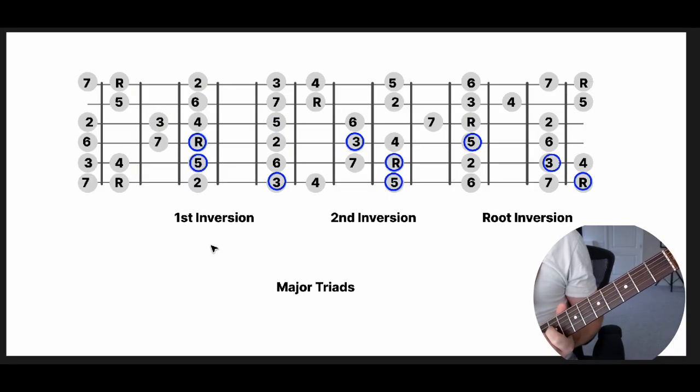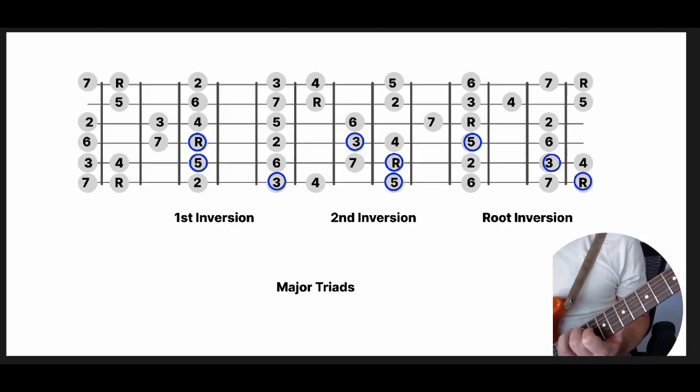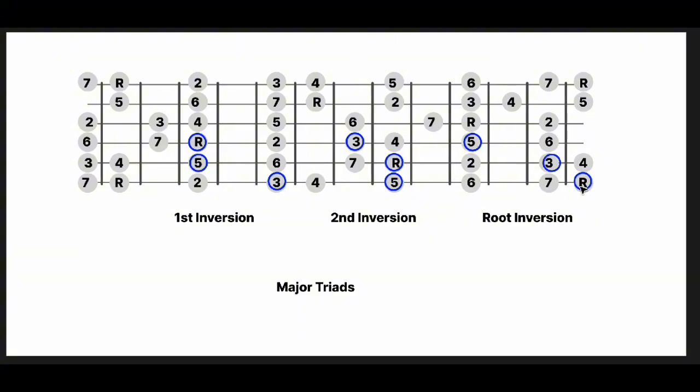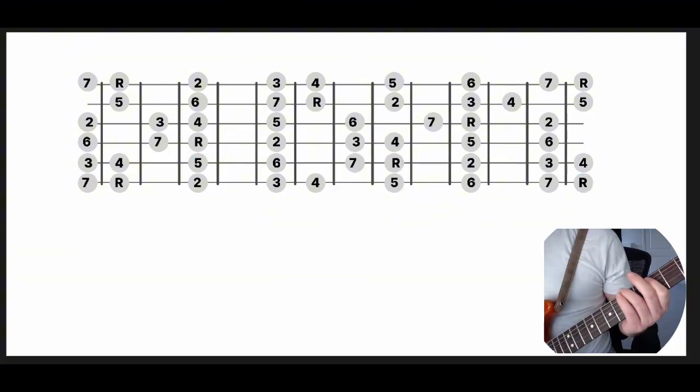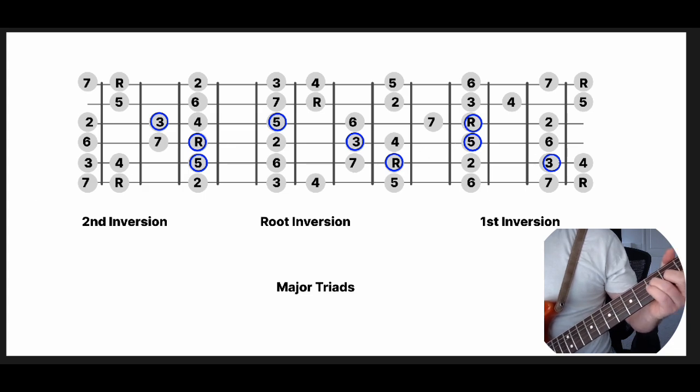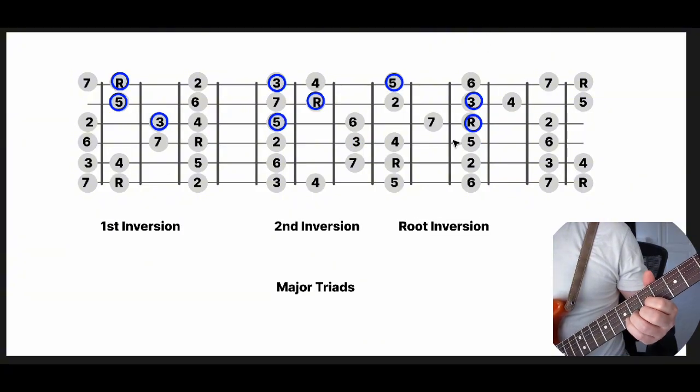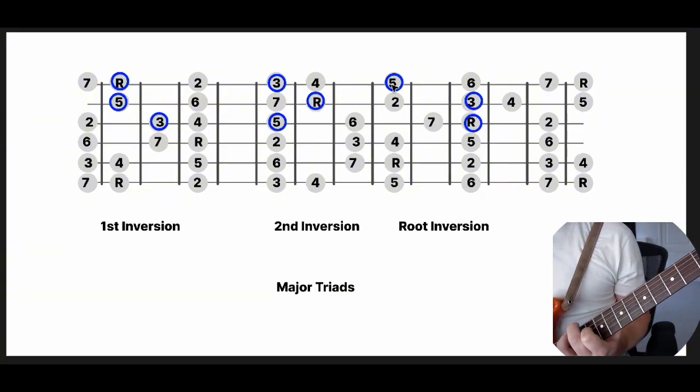Lastly, we have this string set where we start on first inversion, 3 5 root, 5 root 3, and root inversion, root 3 5. And again, we can go horizontally. So if we started here and I click back through these, just focus on this one for now. You can play this and it will add to it. Root 3 5. 3 5 root, first inversion. So we went root, first inversion, of course, second inversion, 5 root 3. Root inversion will be next, root 3 5.